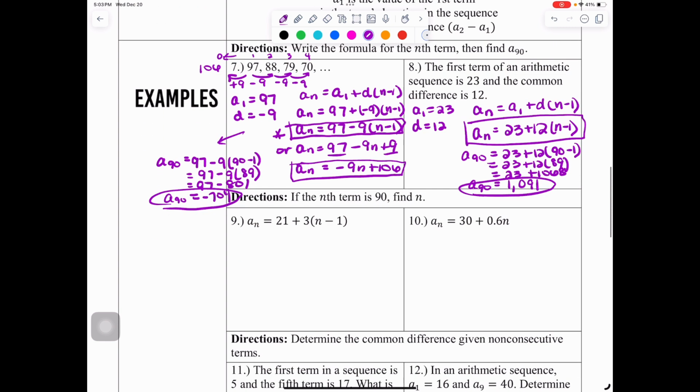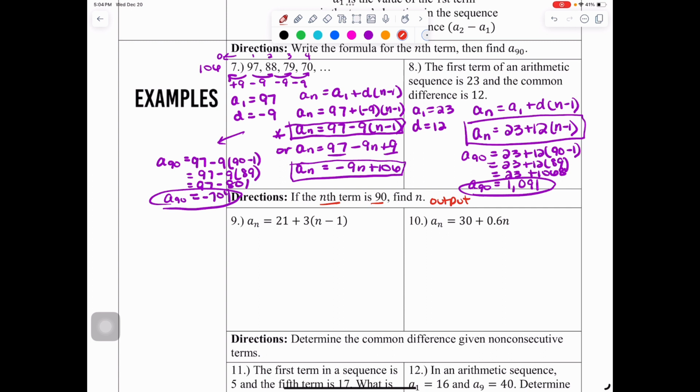Now, in the next part, we want to look at going backwards. This time, the nth term is 90. This is telling you your output, if you want to think of it kind of that way, what you're getting out of it. You're trying to figure out what n is. What term is it in the list of numbers? Is it the 23rd number? Is it the 42nd number? So that's what you're looking at when you look at this version.